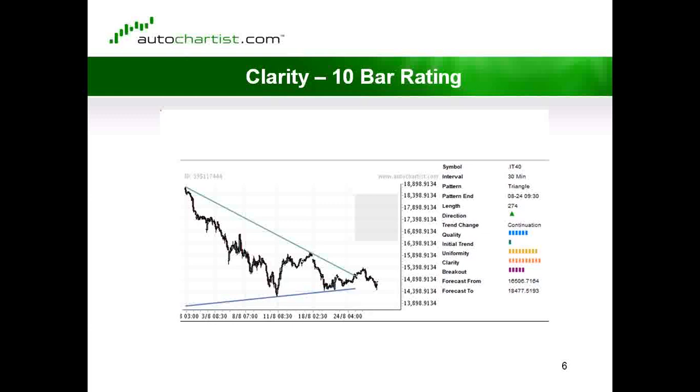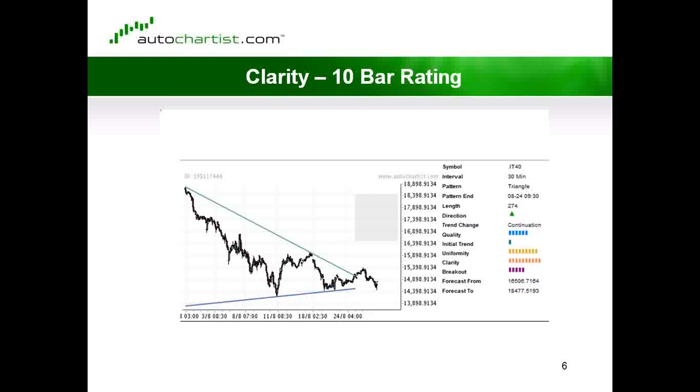Now again, we got to look at the data. This August 24th, that was a time period of low volatility. So during periods of normal volatility or high volatility, these breakouts will move a lot faster. Okay, but using this as an example, it's a high clarity pattern. There's a lot of time here, 274 30-minute bars, candlesticks to look at. So this represents a pretty high clarity rating.